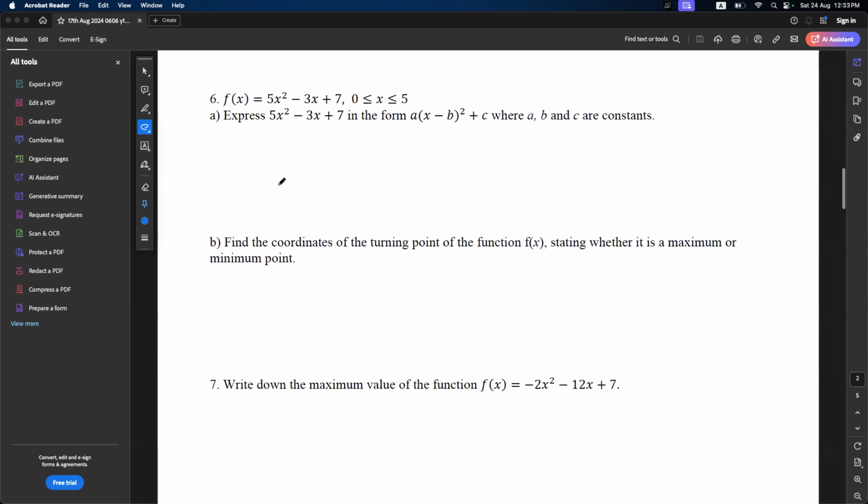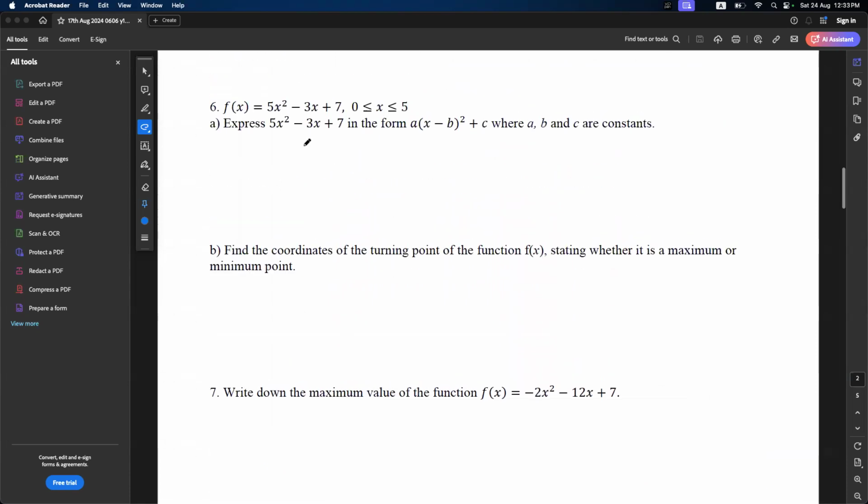Oh, question 6. Okay, all right, then here first. Express it in this form. This whole chapter is completing the square, right? So you have 5, you factorize out 5, you have x squared minus 3 over 5x plus 7 over 5, right? Then you complete the square on the inside.